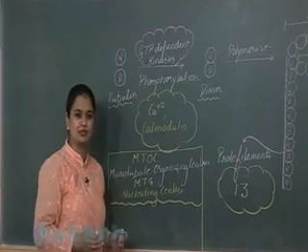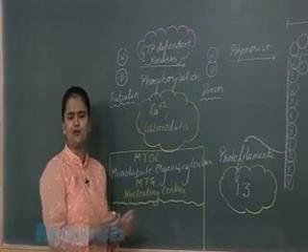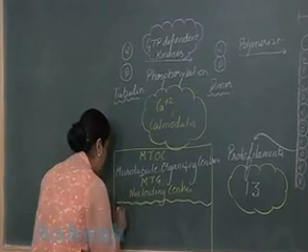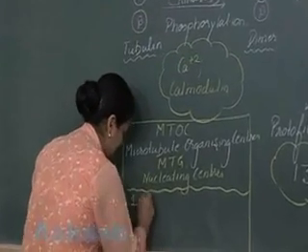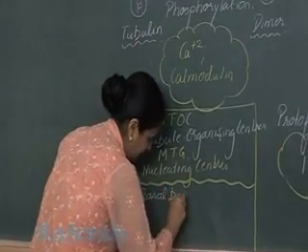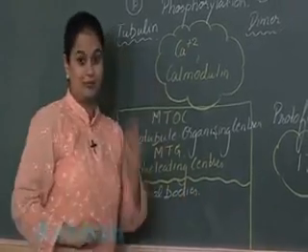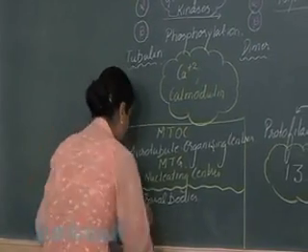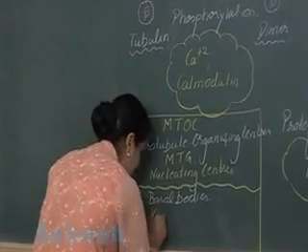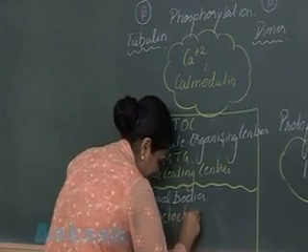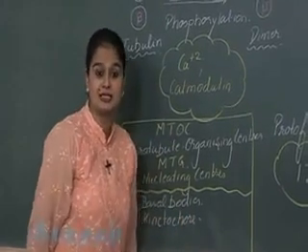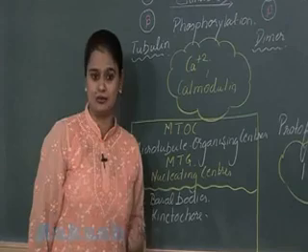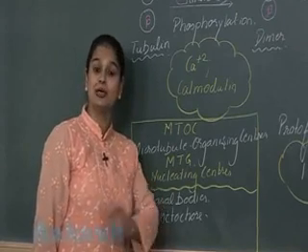Now who will perform the work of this MTOC? Who will function like the MTOC? The function of the MTOC, one, is performed by the basal bodies. From basal bodies, cilia and flagella arise. Second, the function is performed by the kinetochore. Just now I had discussed this. Kinetochore is a proteinaceous disc present over the centromere.